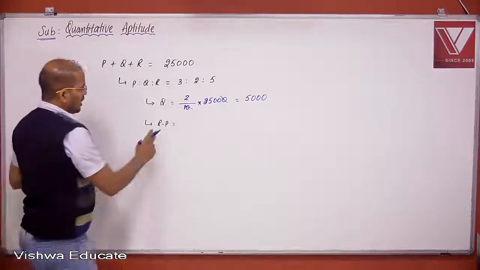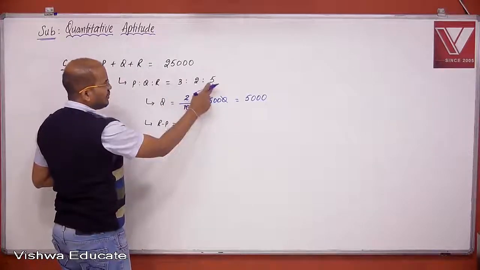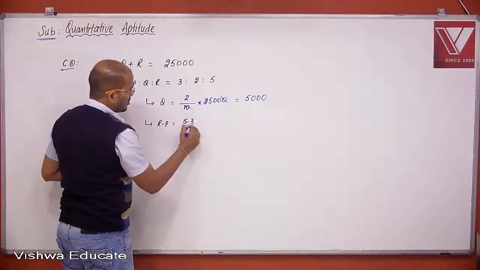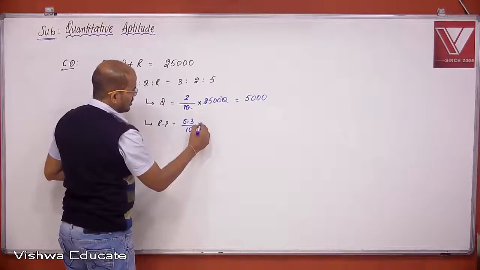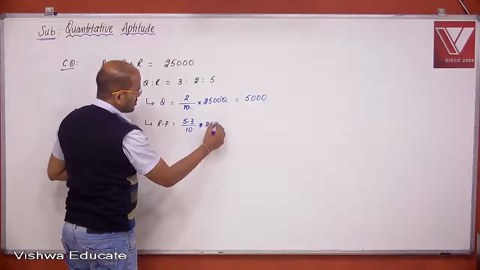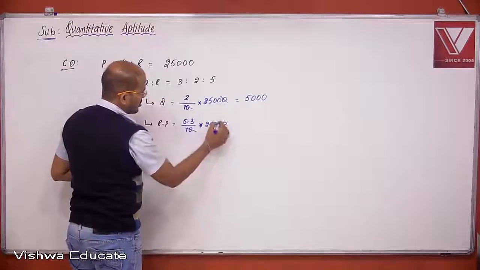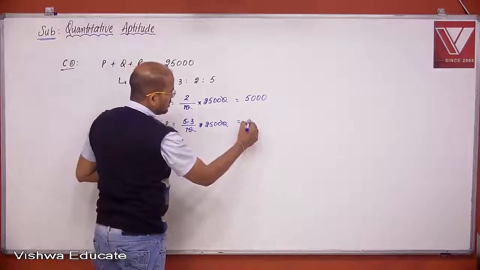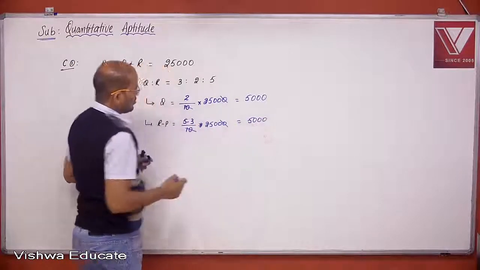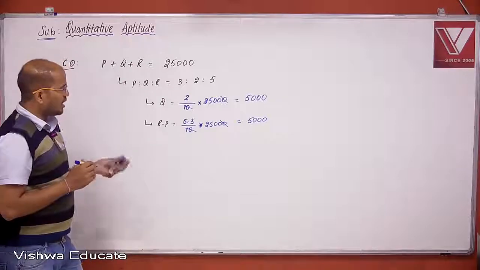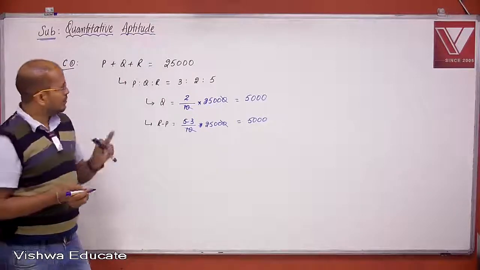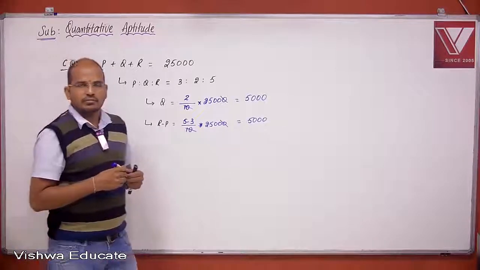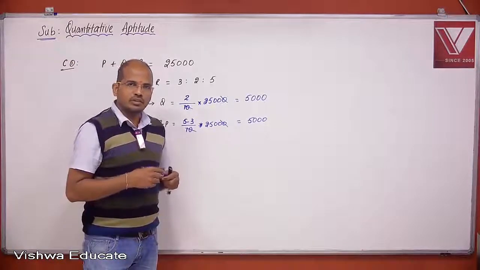Clear. Now R minus P. So R is 5 parts, P is 3 parts. So it would be 5 minus 3 by 10 into 25,000. So 5 minus 3 is 2, which is still 5,000. There is no need of calculating R separately and P separately and then performing the difference. Not required. You can do it directly. Okay, is that fine?